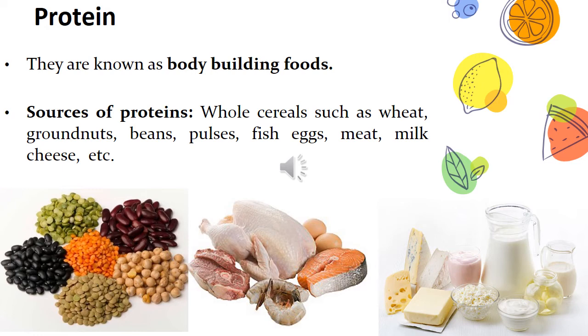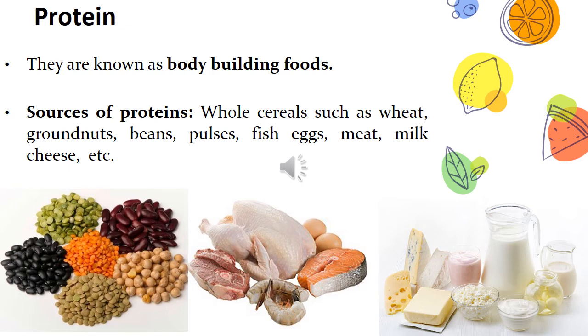Let's move to the third nutrient which is necessary for our body, the proteins. The proteins are the building blocks of all the tissues of our body. That is why foods rich in proteins are called body building foods. Cells in our muscles, organs, blood, and even nails and hair are made up of proteins. Let's see the sources of proteins. Whole cereals such as wheat, groundnuts, beans, pulses, fish, egg, meat, milk, cheese, all other milk products all contain high proteins.